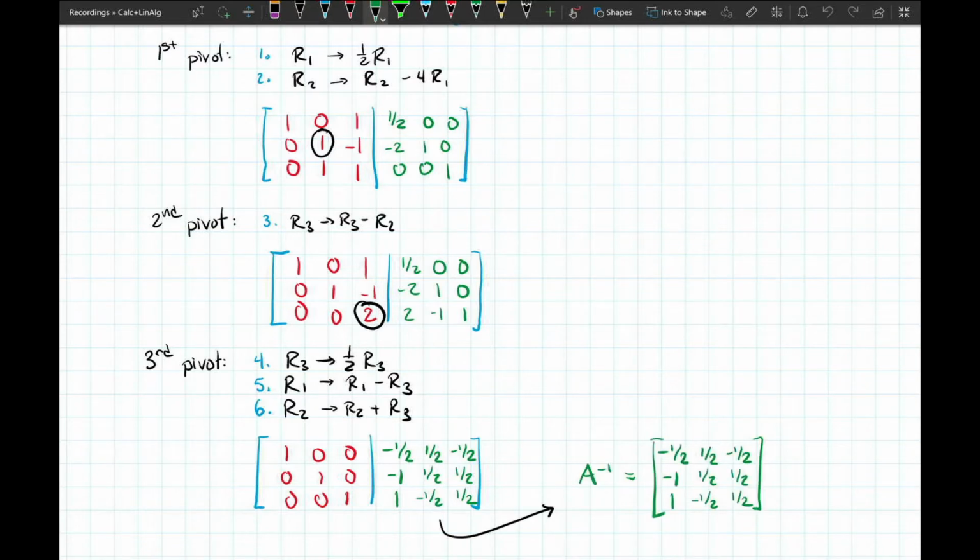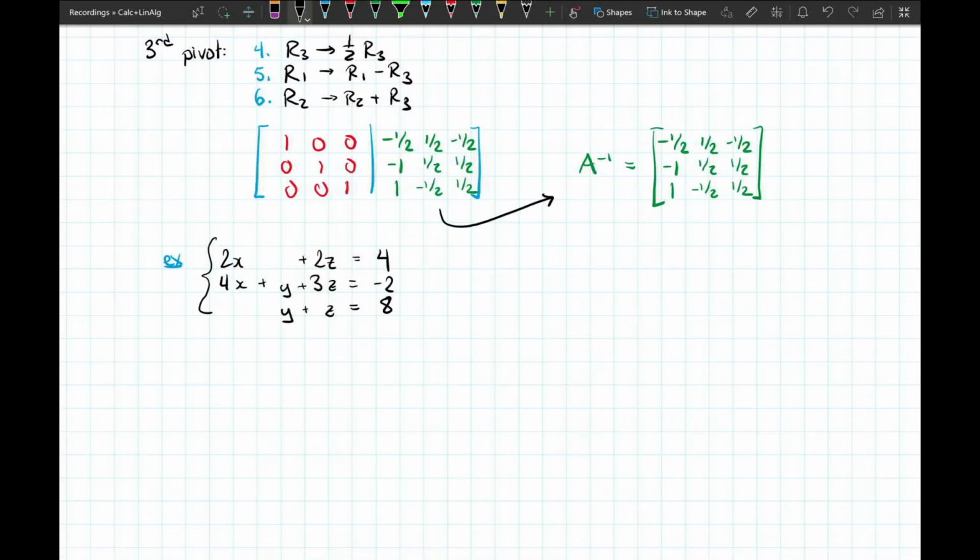Now that we have this inverse matrix, we can solve equations of the form AX = B for different column vectors of constants B. Okay, suppose that we have the following set of equations: 2x + 2z = 4, 4x + y + 3z = -2, and y + z = 8. Now, this is equivalent to the matrix equation AX = B, where A is our matrix [2, 0, 2; 4, 1, 3; 0, 1, 1].